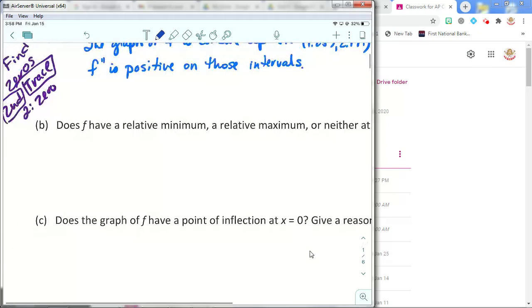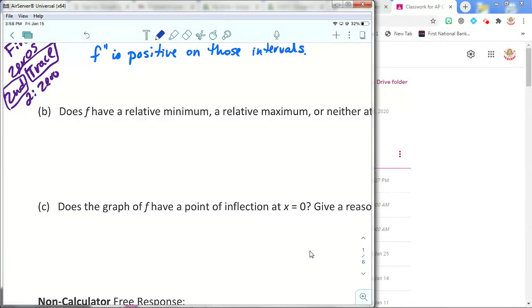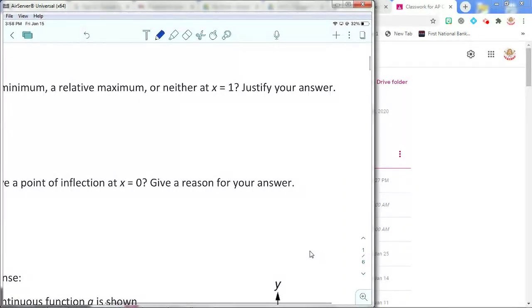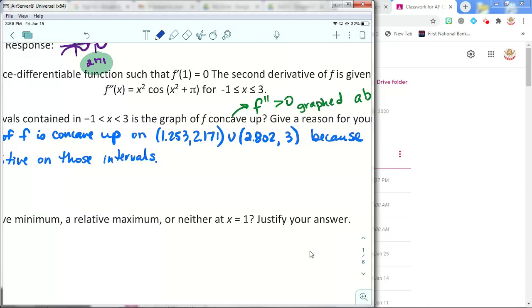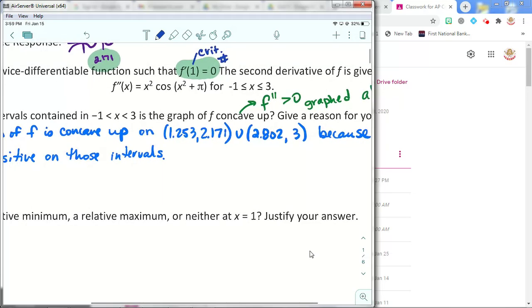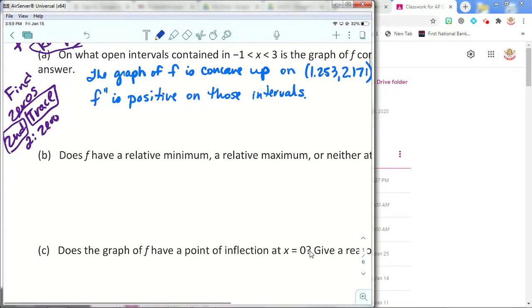All right, then for B, does f have a relative minimum, a relative maximum, or neither at x equals 1? And we're going to justify our answer. All right, so we need to go back up to the directions. It does tell us that when x is 1, f prime of 1 is 0. So that means that 1 is a critical number, so there is a potential max or min. But we don't have the first derivative to do the first derivative test, so we're going to do the second derivative test. We would take that 1 and put it into the second derivative, and that will tell us if it's a max or min, depending on if we get a positive or negative. And don't forget, we can use the calculator.